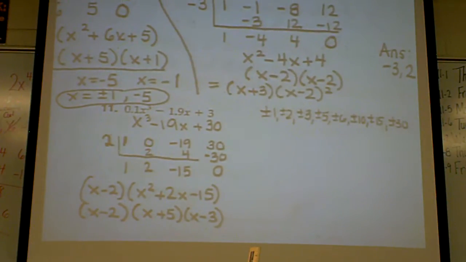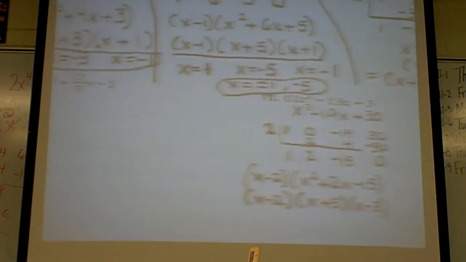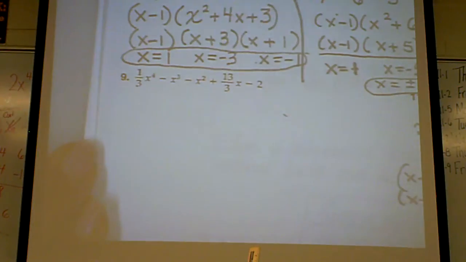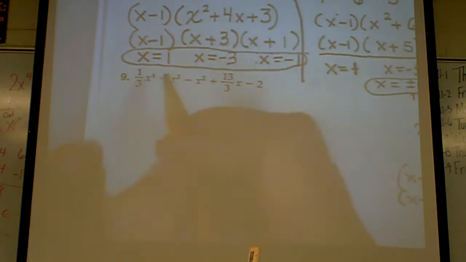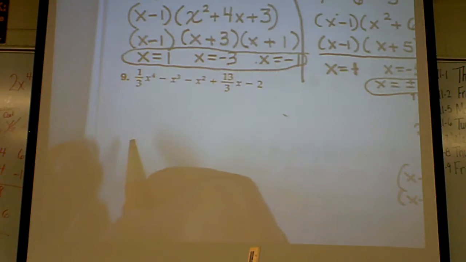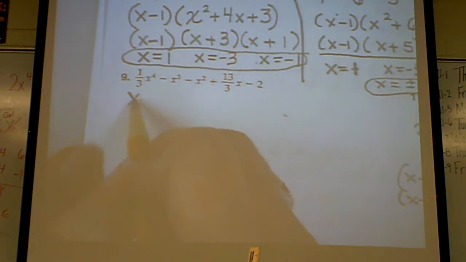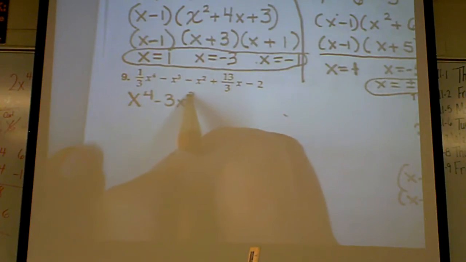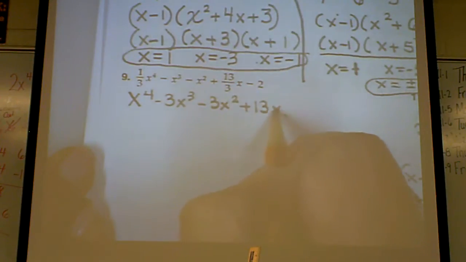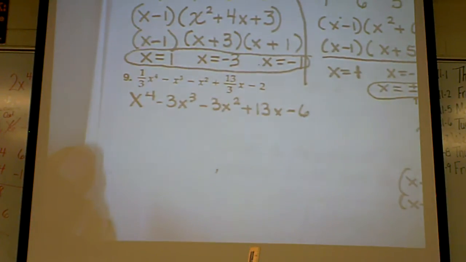Look at number 9. But you didn't take 3 pages anyways. I'm just gonna help you set this up. Multiply everything by 3. Can everybody multiply this by 3? I want to make sure you get the right equation. What do you get? X to the 4th minus 3x to the 3rd minus 3x to the 2nd plus 13x minus 6. Good. And now you can finish that one for homework.